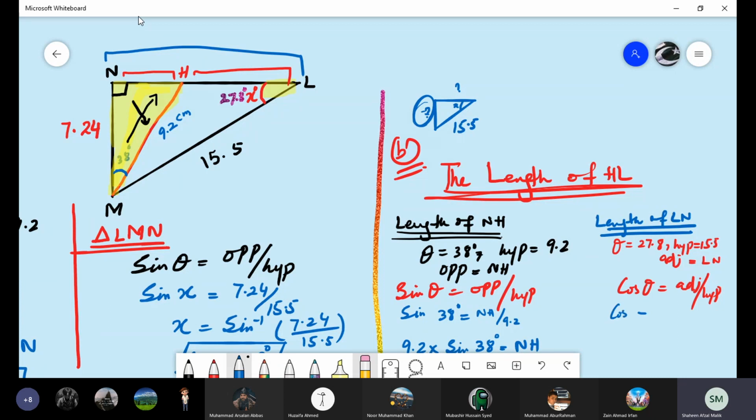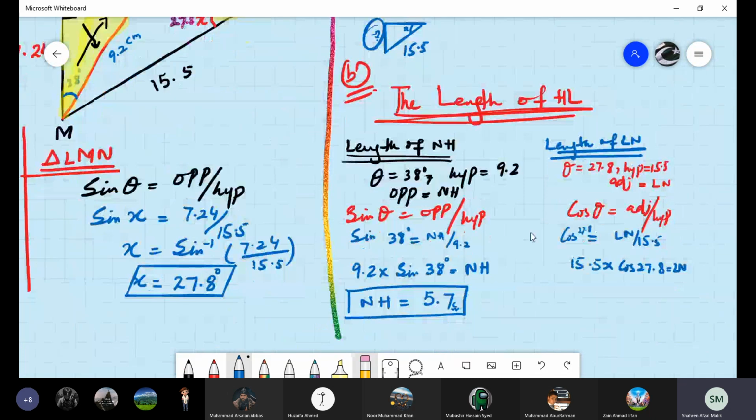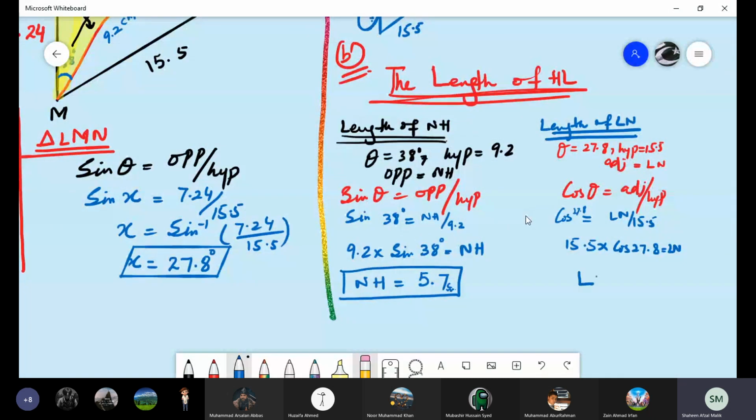Don't consider that it is difficult. It's not difficult. It's only a lengthy question. Cos 27.8 is equal to adjacent, which is LN, over 15.5. So 15.5 multiplied by cos 27.8 is equal to LN. Multiply 15.5 by cos 27.8, you will get LN: 13.7.